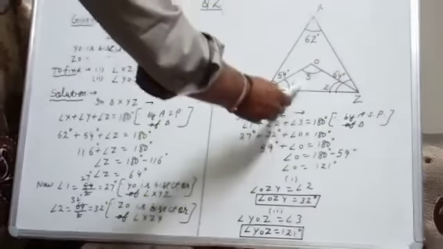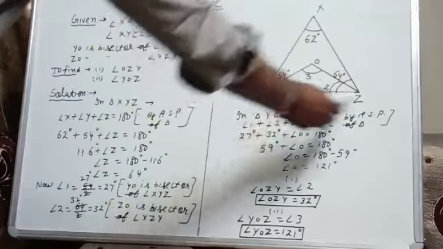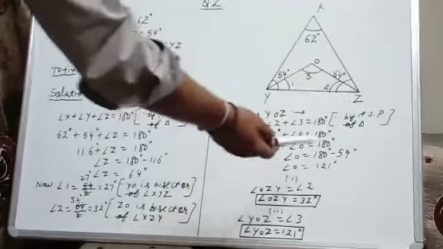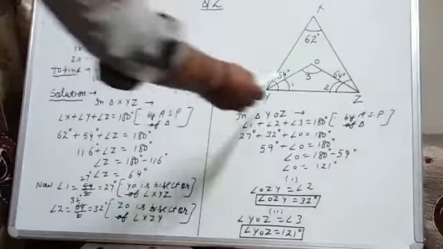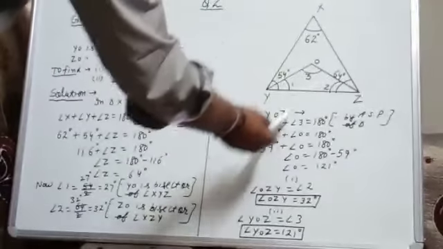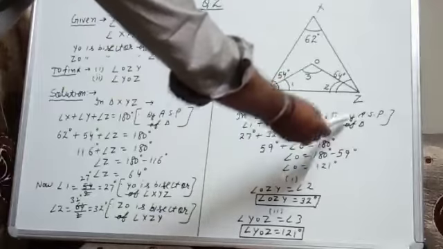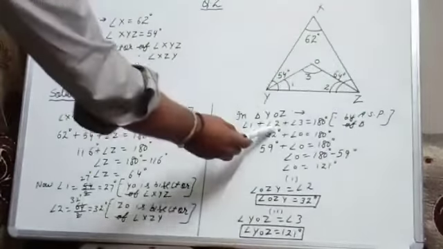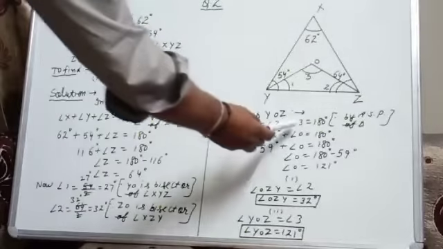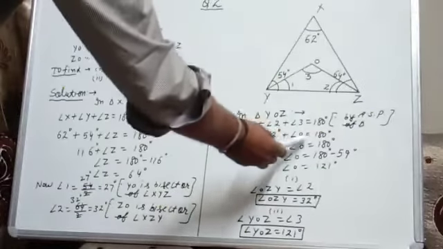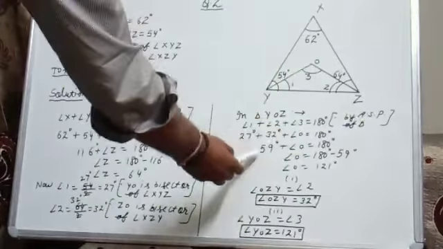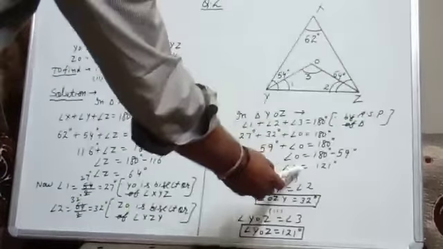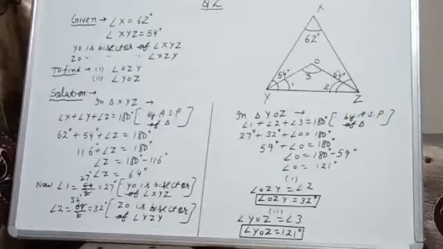Now we know the values of these two angles in this triangle, so in triangle YOZ we can apply the angle sum property. We can write angle 1 plus angle 2 plus angle 3 equals 180. Again the angle sum property. The value of angle 1 is 27, the value of angle 2 is 32, and for 3 we write angle O equals 180. Add these two and you will get 59. Plus angle O equals 180. 59 will become minus, and angle O will become 120.